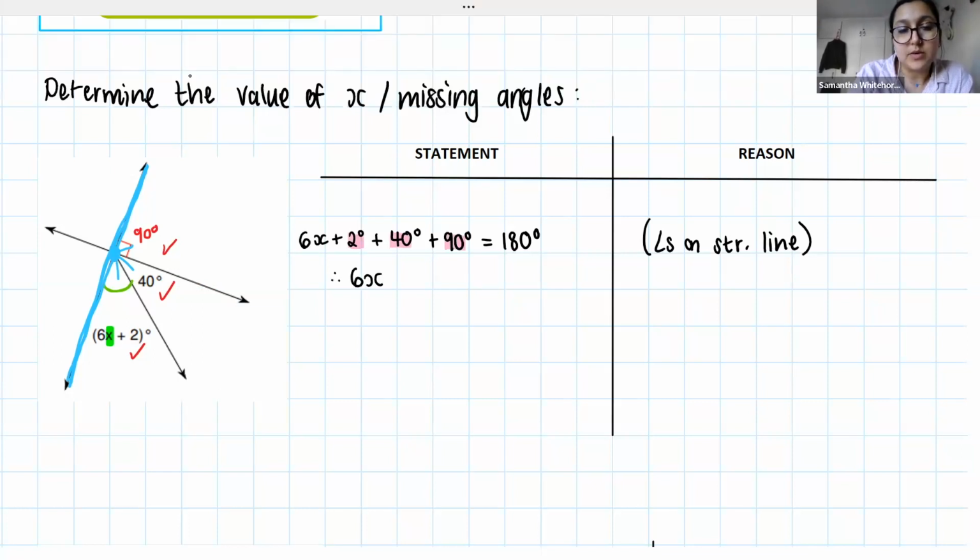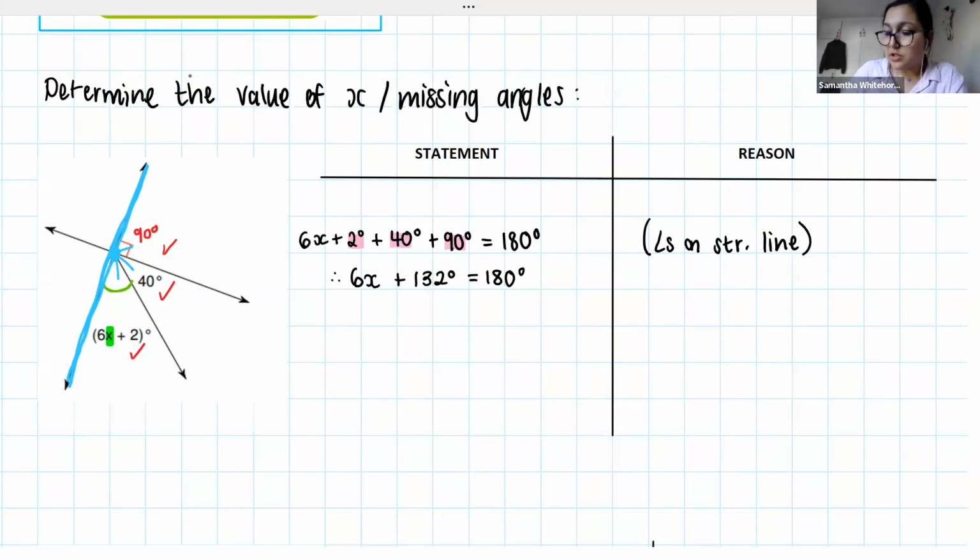6x stays where it is. 2 plus 40 is 42, plus 90 is 132, is equal to 180. So it just neatens up my equation a little bit. You don't have to add the like terms, but like I said, it neatens up our equation. It makes it a lot easier to work with, and now we're going to go and solve.